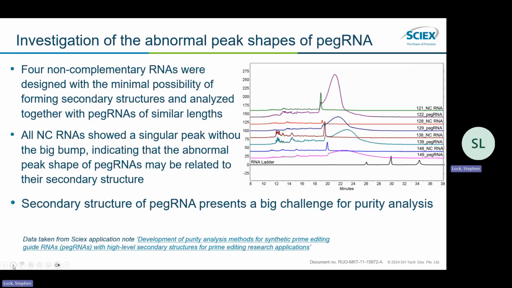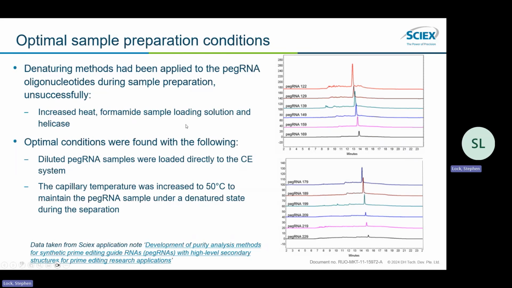These are, as I said, secondary structures forming, and you can see a couple of examples here, from 129 ncRNA compared to prime editing guide RNA. So the non-coding RNA was actually a nice sharp peak, but when you went to prime editing guide RNA, you get this broad peak, and that was caused by secondary structure formation. And then, as we increased the separation temperature, up to 50 degrees C, we now got sharp peaks like the ncRNA as shown in the previous slide.